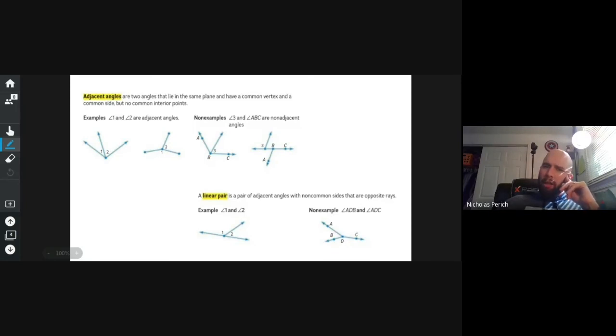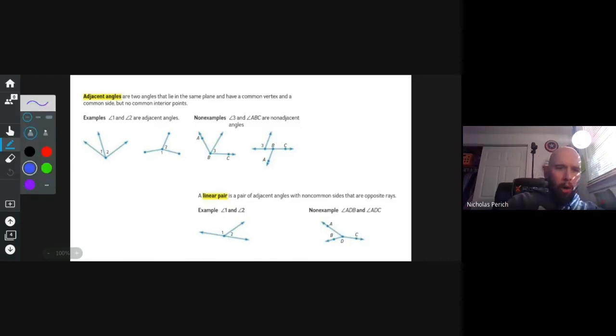Let's talk about some vocab. Adjacent means they're next to each other. They share a side. So if you live in a townhouse, if you live in half of a double, you're adjacent to the other half of the double. If you live in a row home and your best friend lives 5 houses down on the other side of the row homes, you're not adjacent. Adjacent angles are angles that share a common side.